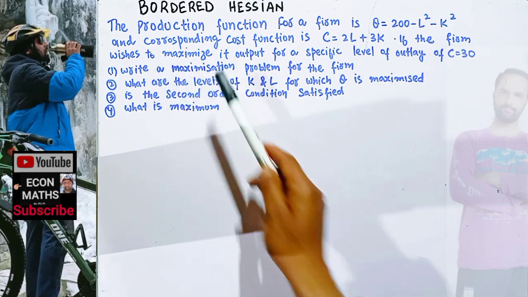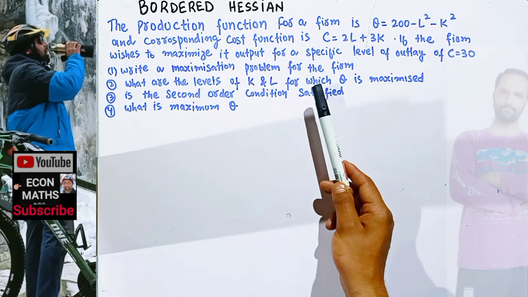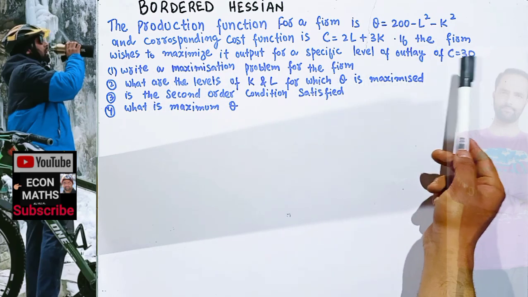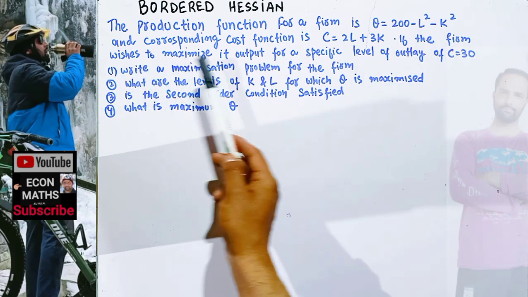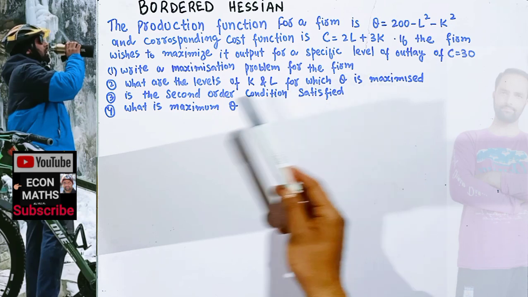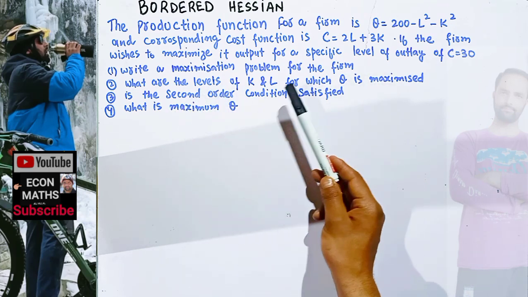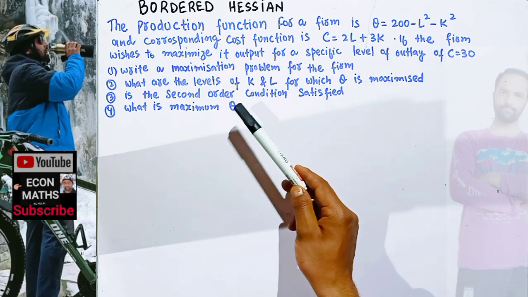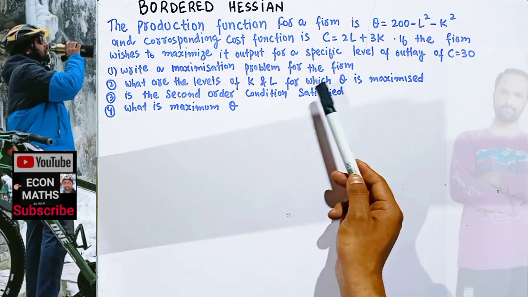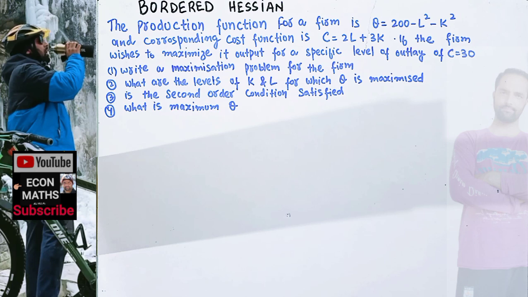If the firm wishes to maximize its output for a specific level of outlay, cost equal to 30, we need to find out the maximization problem for the firm. Second part is to find out the levels of capital and labor for which output is maximized. Third question is, is the second order condition satisfied? And the last part is to find out the maximum output. Okay, so let's do it one by one.